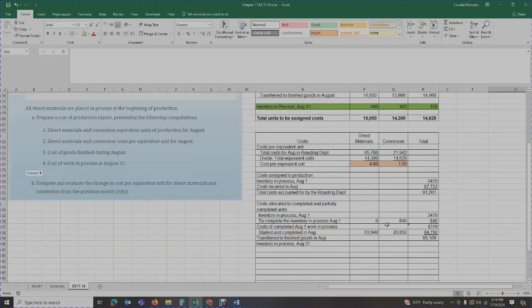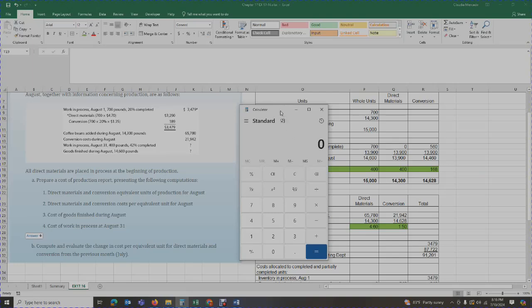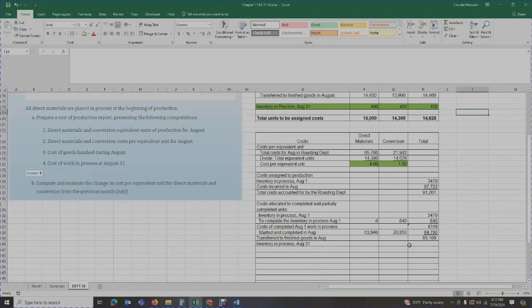Okay, so let's look at our inventory in process as of August the 31st. Okay, and we're looking at direct materials. So at direct materials, we've got 400 units. Okay, and we're going to get those 400 units, and we're going to multiply it by my direct materials rate of 460. That's going to give me 1,840.